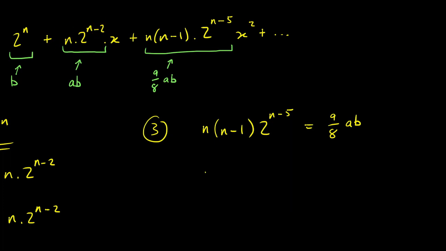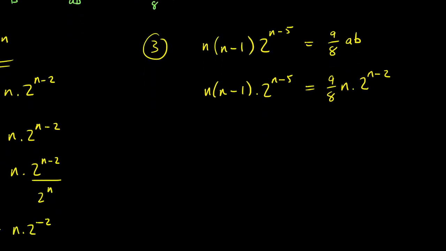So we're going to get n(n − 1) × 2^(n−5) = 9/8 × n × 2^(n−2). If you're not sure about that, I saw this thing here, beg your pardon, is AB. And I know that that's AB, so I just decided to substitute it in. Well, that's nice because that just gives me one whole equation in terms of n. So actually, to be honest, I should have started there, but never mind.